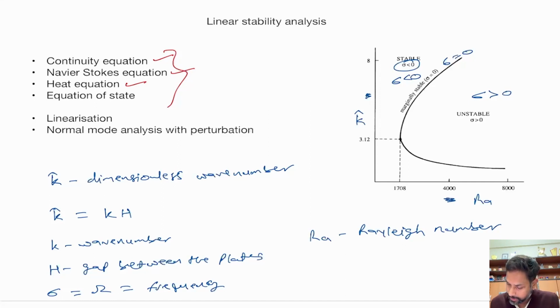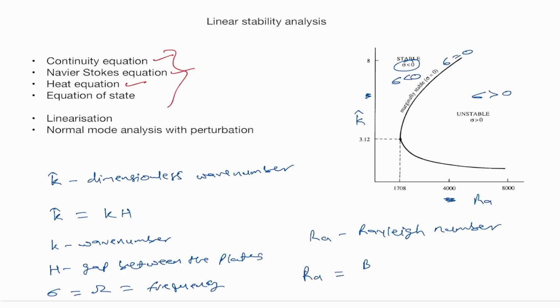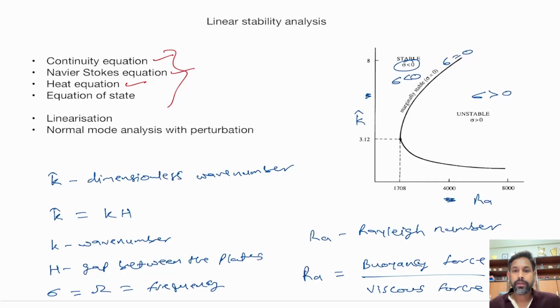Okay, and what you see here in the form of Ra is the Rayleigh number. Okay, which is given as, okay, we can discuss that in the next slide, but Ra is defined as buoyancy force over viscous force. Okay, and we'll discuss its formula and the number.